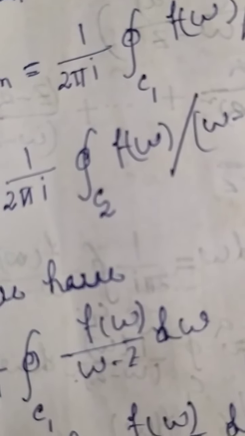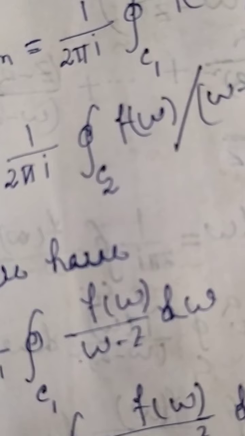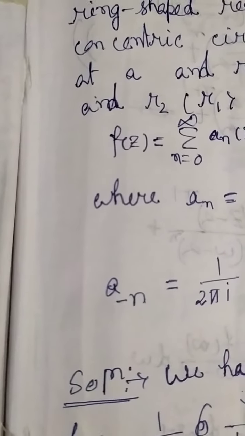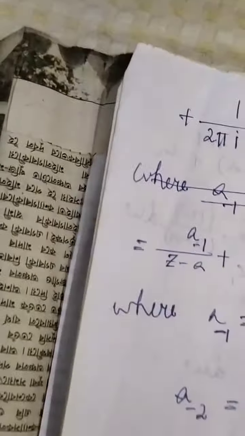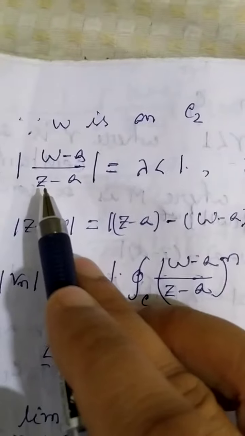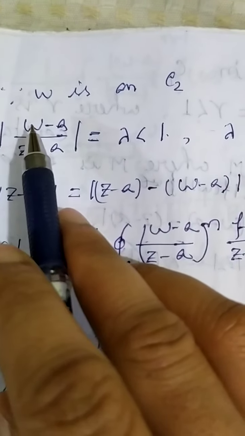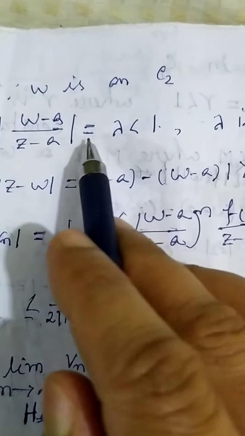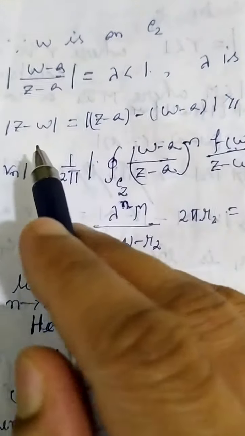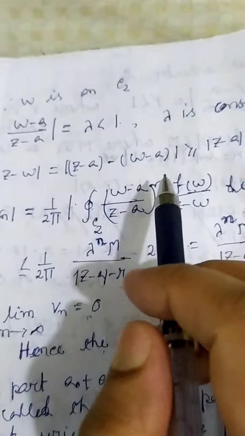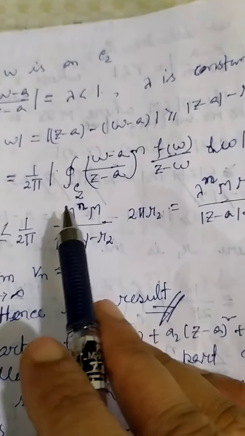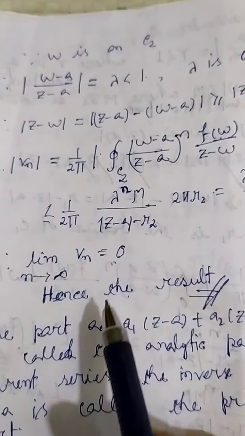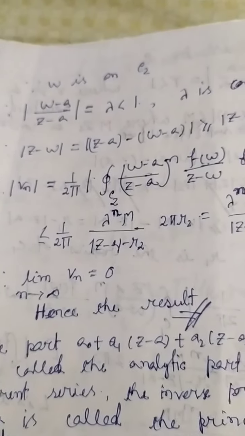The distance between w and a is always less than the distance between z and a. So mod of w minus a divided by z minus a is less than 1, because the distance between z and a is always greater than the distance between w and a. This is equal to lambda, which is less than 1. In the same way, the length is twice pi R2, so as n tends to infinity this also tends to 0. So the limit must be equal to 0, hence the result. This is a good result actually.